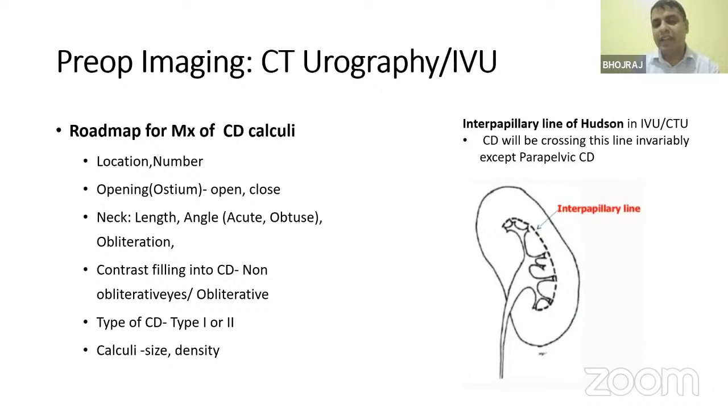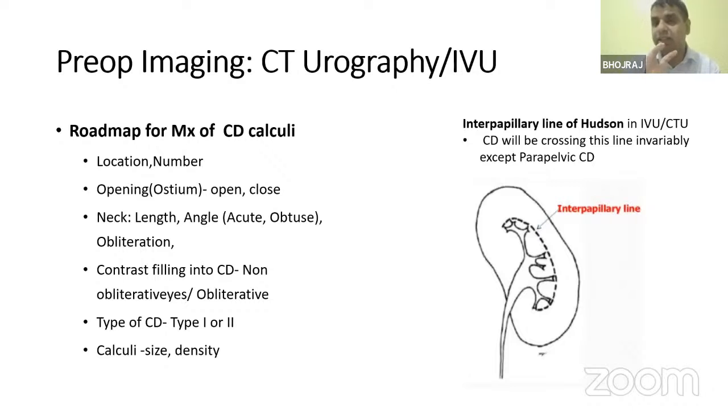One of the important things from IVU or urography: if we go back there, you can read the interpapillary line of Hodson. If you see that curvilinear line, C type of line, joining all the papillary tips, the interpapillary line, any radiopaque shadow or calyceal system which is dilated or communicating to the PCS, if that is outside that line, it could be a calyceal diverticulum, or the stone might be in a calyceal diverticulum. But keep in mind that this is not a 100% rule, the exception being parapelvic calculus, and some of the type 2 or centrally located diverticula may be within the range of the interpapillary line. So this also we should keep in mind.